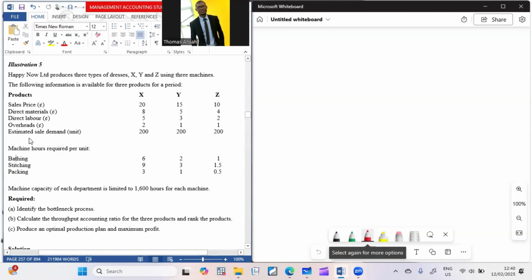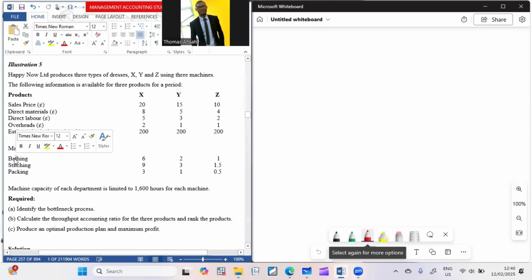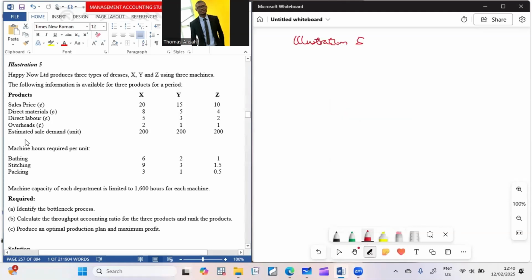So if you come to bathing, which I think should be cutting, it should be cutting. Damn it. Oh my goodness. This thing keeps freezing.